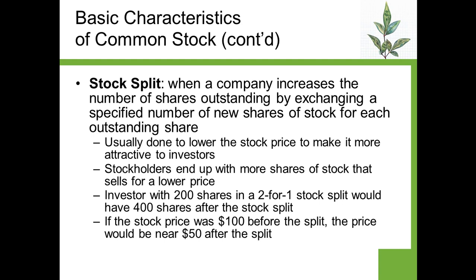An investor with 200 shares in a 2-for-1 stock split would have 400 shares after this stock split. As I told you, 2-for-1: one is divided into two. If the stock price was $100 before the split, the price would be near $50 because it is split into two parts. So it's also a characteristic of common stock.